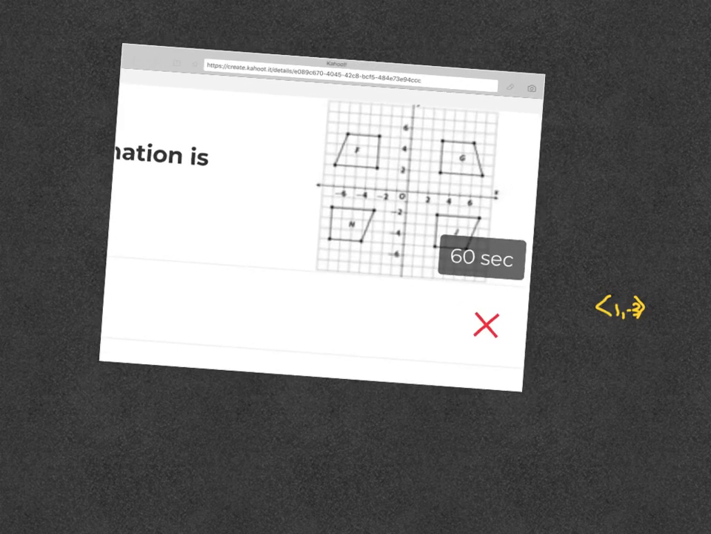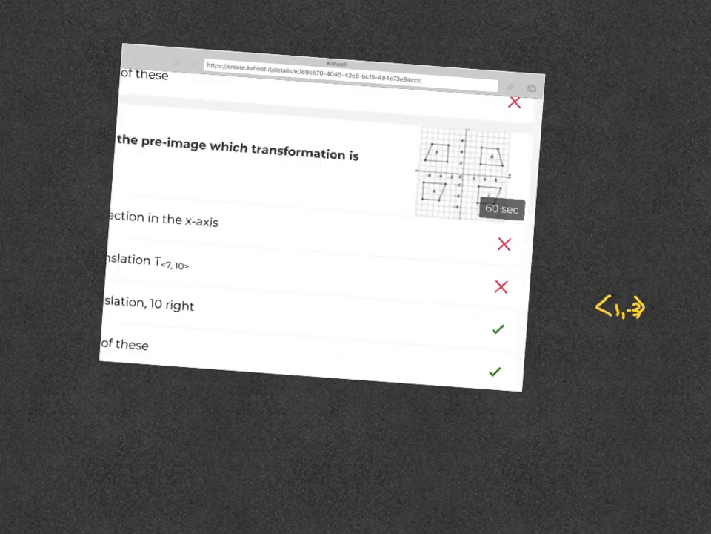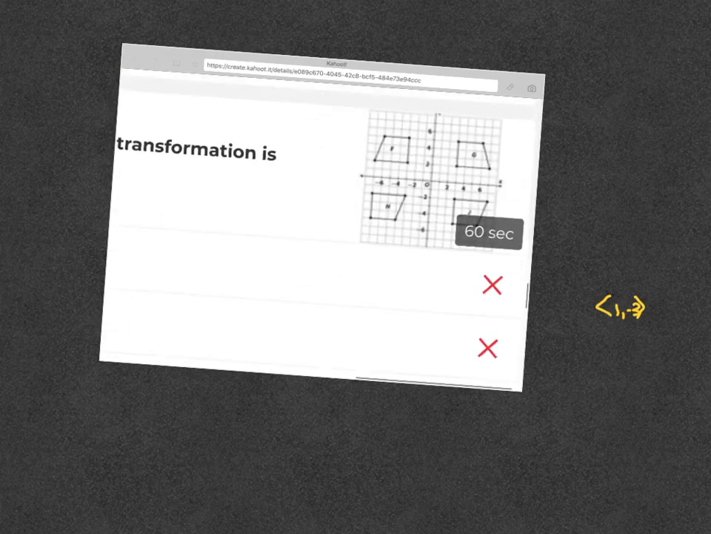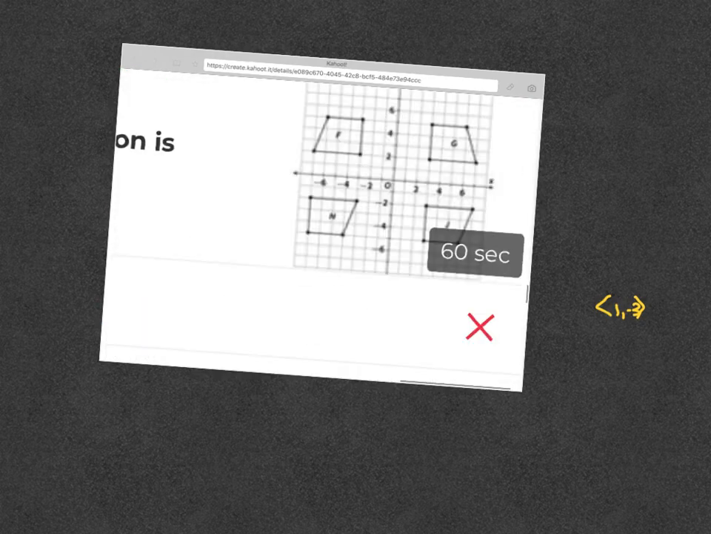If you look at the next one, it says G 7, 10. So if I go from my original being H here, 7, 10 means each point would go to the right 1, 2, 3, 4, 5, 6, 7, and up 1, 2, 3, 4, 5, 6, 7, 8, 9, 10. So it'd be all the way up there, which doesn't work.